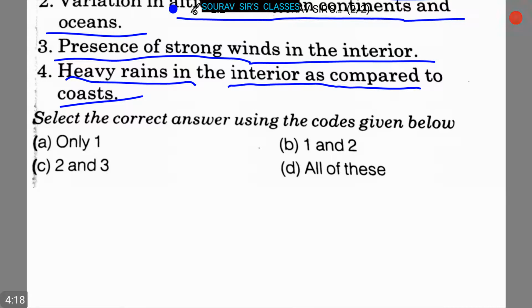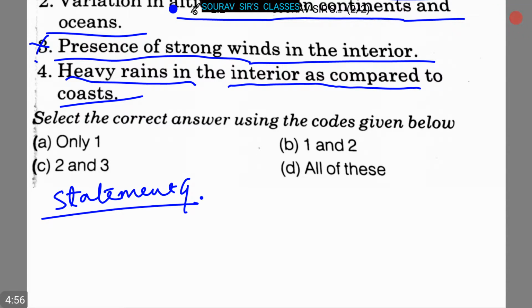Now, statement 4. It's given that heavy rains in the interior as compared to coasts. It is incorrect, since it is the coastal areas which generally receive more rainfall than the interior. It is also not necessary that strong winds be present in the interior and not the coasts. Moreover, such winds will only have a marginal effect on the temperature differences. Thus, statement 3 is also incorrect.